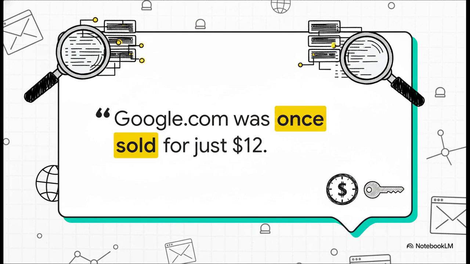A security researcher, using a simple WHOIS lookup just like we did, was monitoring Google's domain. He noticed the expires on date had passed. They had accidentally let it lapse. And for one brief minute, he was able to buy google.com for $12. It's the ultimate proof that even the smallest, most public detail can have absolutely massive consequences.